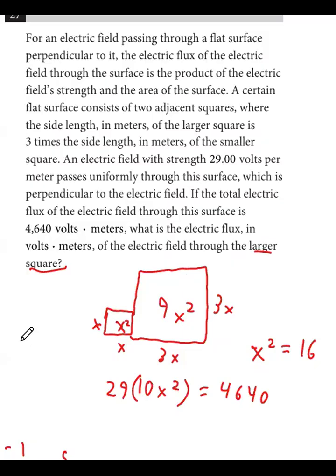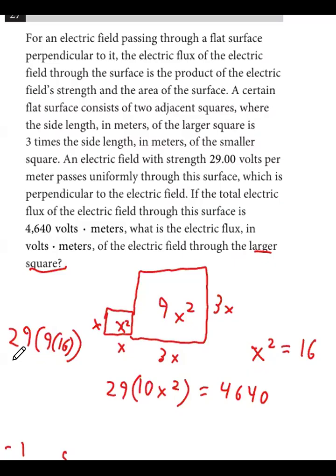So we just do 29 times, so instead of the full figure, which is 10x squared, we just have the big box, which is just 9x squared. So 9, and we know that x squared is equal to 16, so we plug in 16 here. So we have 9 times 16 times 29. So 9 times 16 is 144.